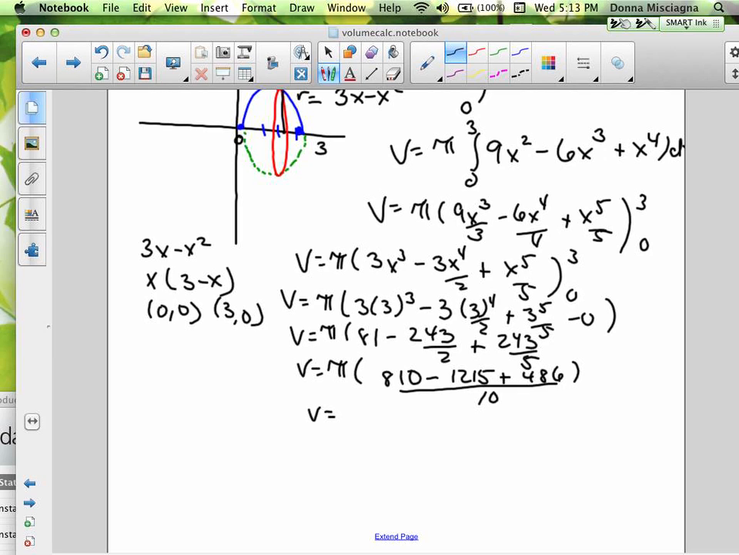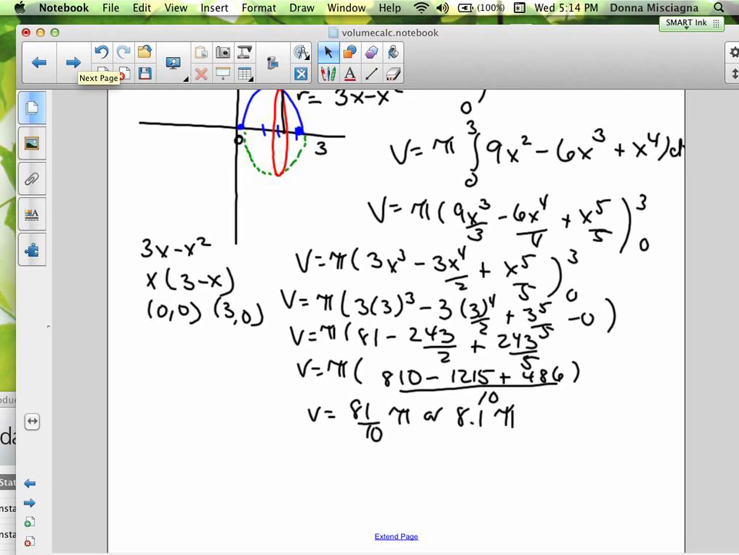I'm going to use that calculator again. So 810 minus 1215 plus 486 gives 81 tenths, or 8.1, whichever you like. So the volume is either 81 tenths pi or 8.1 pi, whichever you like. All right, and that's all there is to that problem.